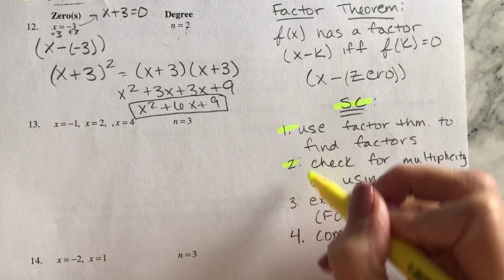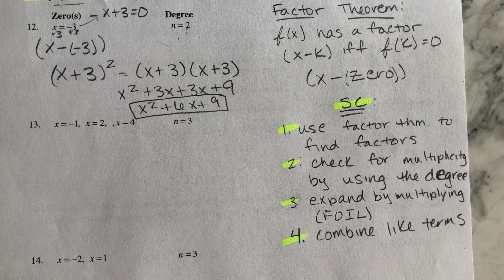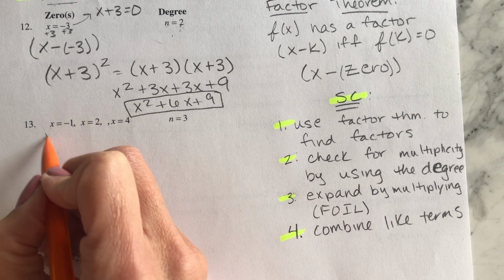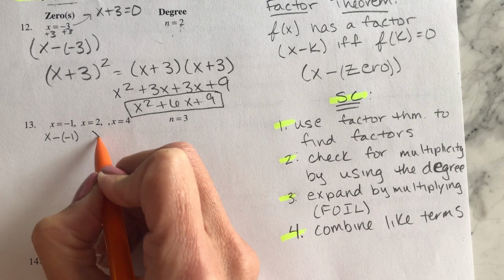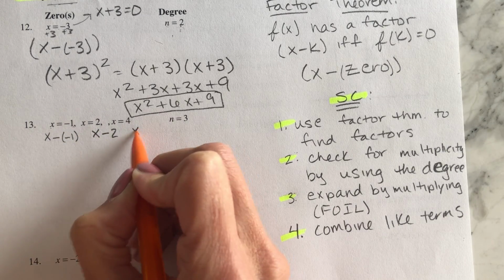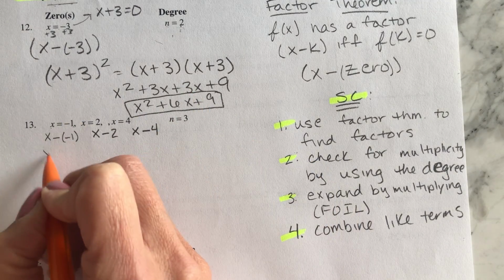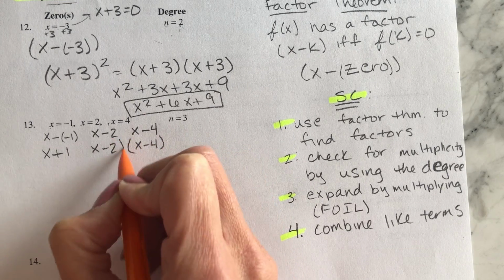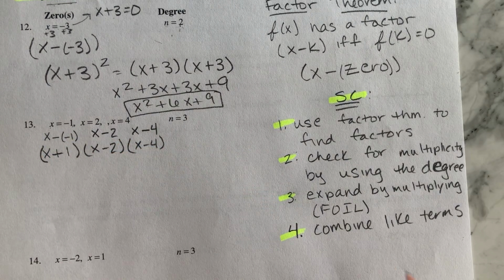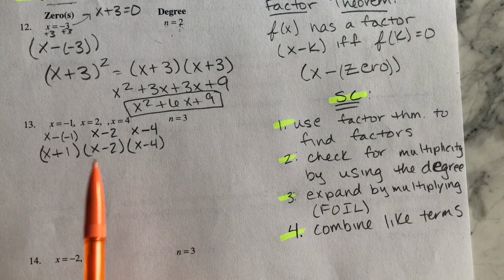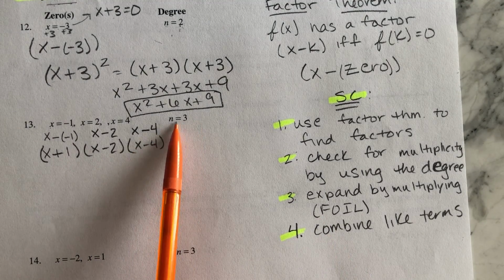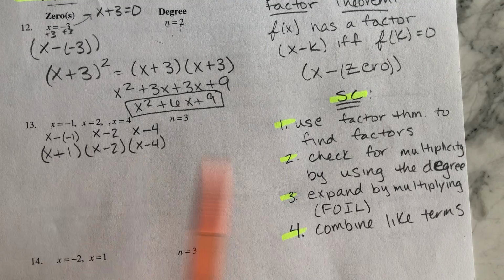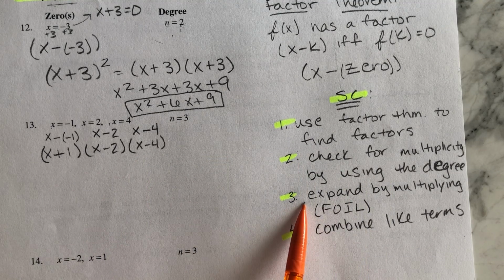All right, so I'm going to use my factor theorem to find my factors. So this would be x minus -1. This would be x minus 2, and this would be x minus 4. So x plus 1, x minus 2, x minus 4. Those would be all my factors. Now I'm going to see if any of these have a multiplicity. So I'll check. My degree is 3, so 1, 2, 3, I should be in good shape. No multiplicity here, so I can skip that step and go here.